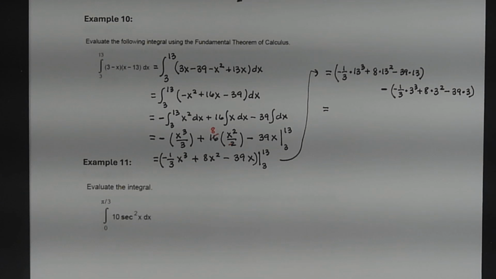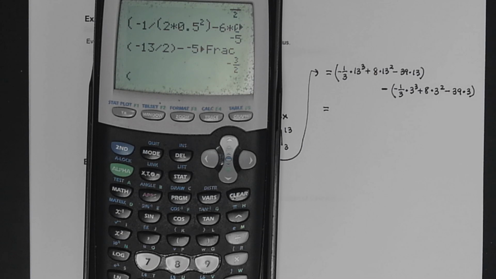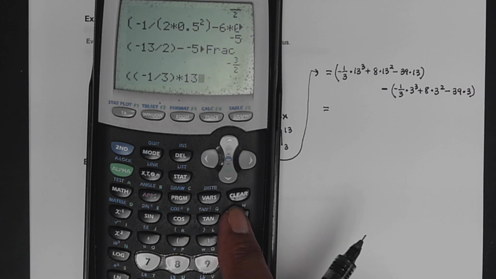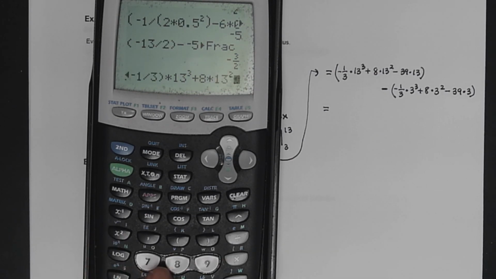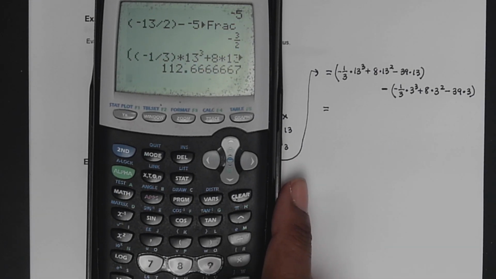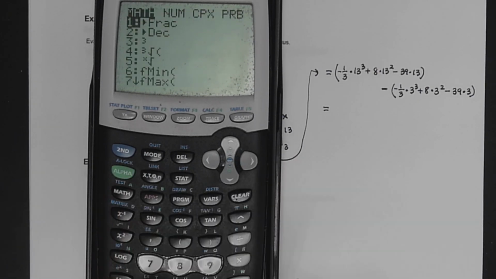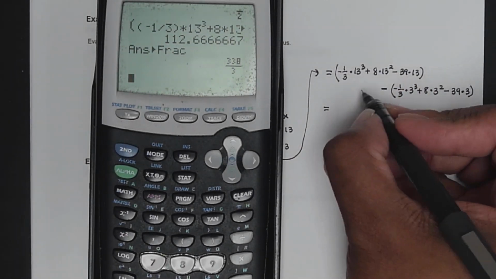And all of this, I'm going to have to punch in the calculator. For this upper limit, let's start with that. Left parentheses, negative 1 divided by 3 for negative 1/3 times 13, hat key, and then cube it. Then plus 8 times 13 squared minus 39 times 13, close parentheses. Let's see what we get. Okay, now that's a decimal. I need that as a fraction, so math, number 1 for fraction. This will be 338 over 3 for this part.